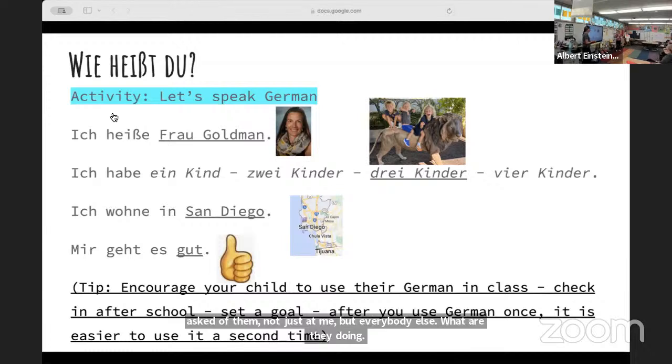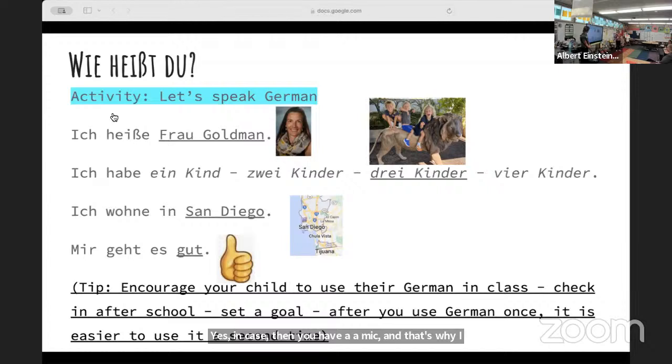You should go first. Yes. Ich heiße Sven, ich habe 3 Kinder, 2 Menschenkinder und einen Hund. Ich wohne in North Park hier in der Nähe und mir geht es auch gut. Oh my gosh. He's fluent. I'm like, whoa. I was just stay out of this.